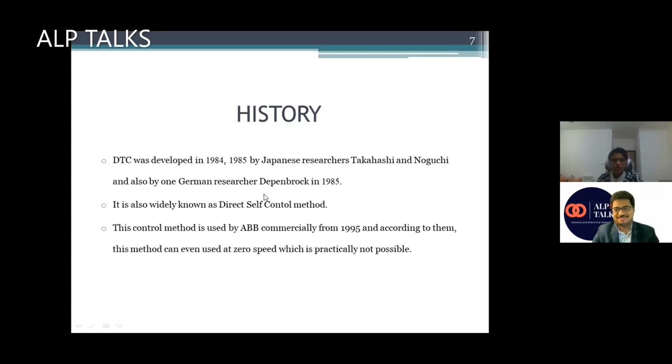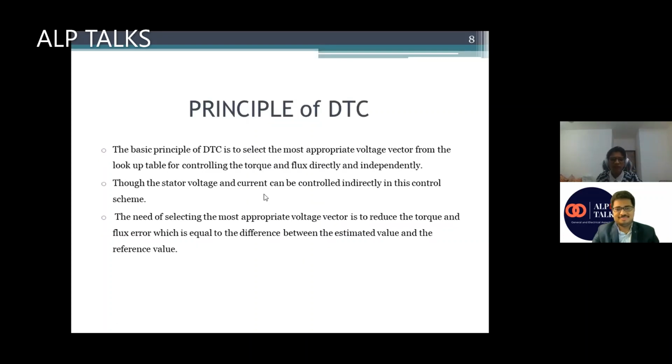So let's see what the basic principle of DTC is. DTC is a variable frequency drive closed loop control method. In this scheme, we can control the electromagnetic torque and stator flux linkage directly and separately, and the stator voltages and currents are controlled indirectly. So what happens in this?